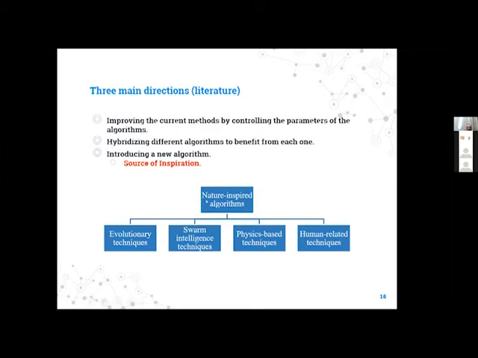Again, nature-inspired algorithms can be classified into four classes. The first is called evolutionary techniques. The second is swarm intelligence techniques. The third is physics-based techniques. And finally, human-related techniques.